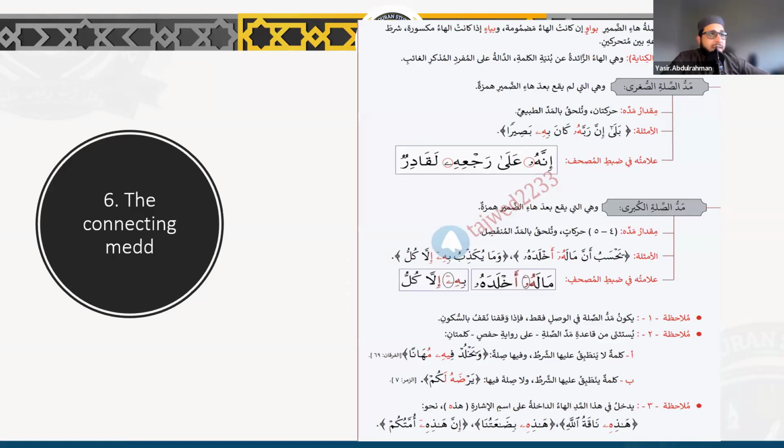The Arabs treat the ha of هذه the same way they treat the ha of the pronoun regarding the existence and non-existence of the connecting madd. And the sign for it in the Mus'haf is clear, right? So if you see هذه ناقة الله, هذه بضاعتنا, right? Same thing with إن هذه أمتكم. So this is a greater connecting madd because of the Hamza after it.